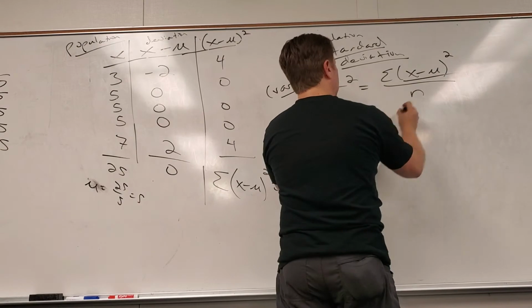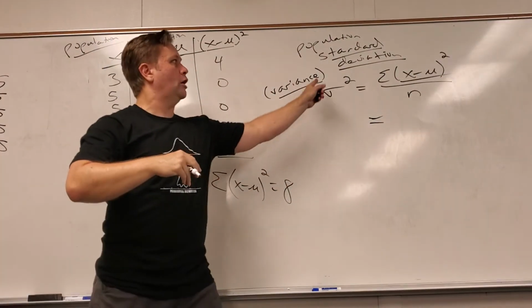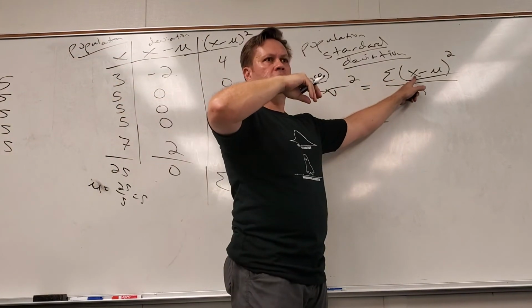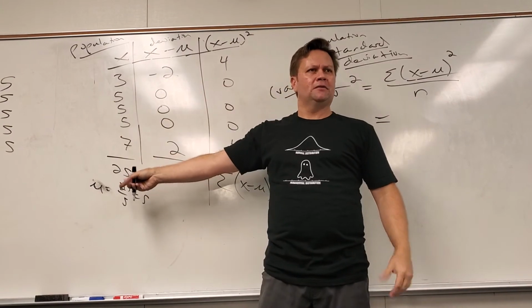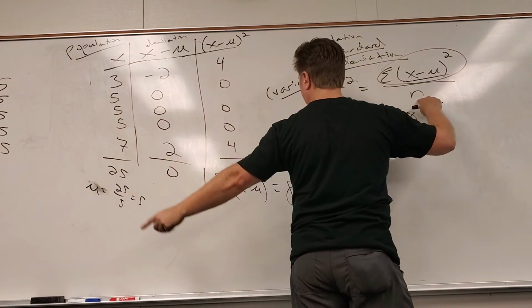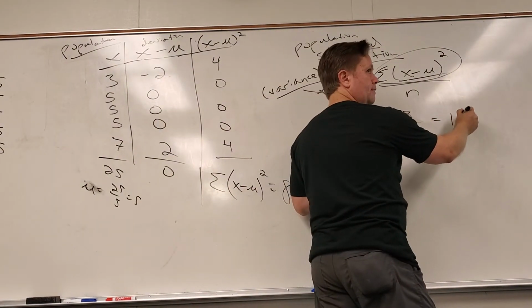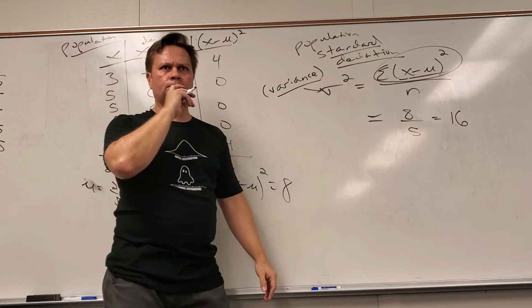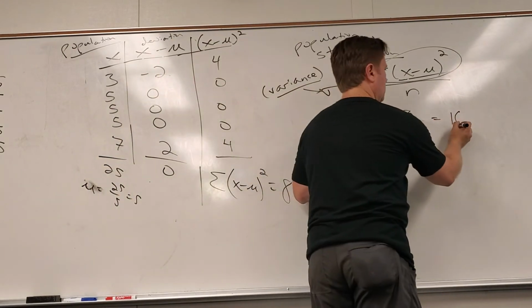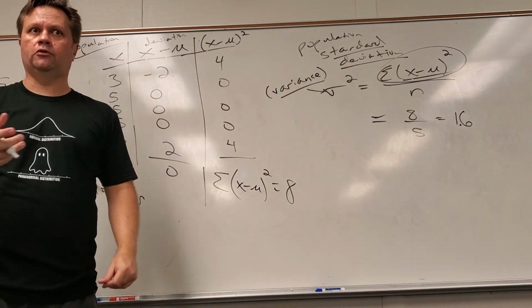What is this? Here's where you really have to get used to how this works. You're so used to algebra, plugging stuff in. But I know what that whole thing is. That whole top is 8. I'm not going to put anything here, because what does this represent? A bunch of things. So I have nothing to put here, but this whole thing is 8. And what's n? 5. 8 divided by 5 is 1.6, right? And then you square root it.